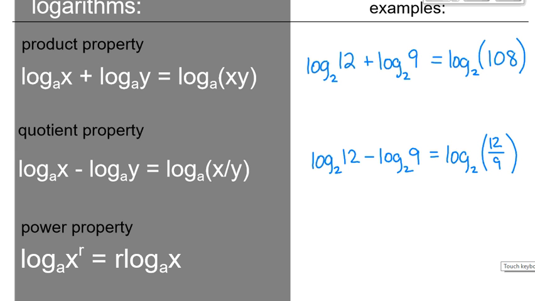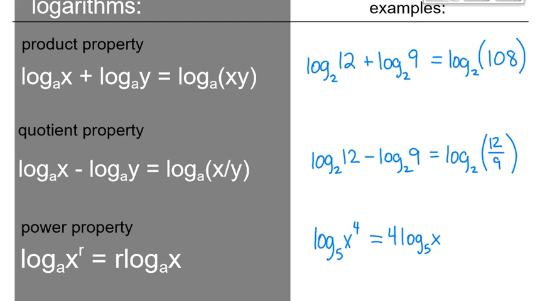Lastly, we have the power property. And the power property has to do with when your argument here has an exponent, a power, and this can be proven. I'm not going to do it right now, but you can bring that power out to the front. And you see it right here. The r is now multiplied by the log rather than it being an exponent. So an example of that would be if you had log base 5 of x to the 4th. It's equivalent to, bring the 4 down to the front, 4 times log base 5 of x.